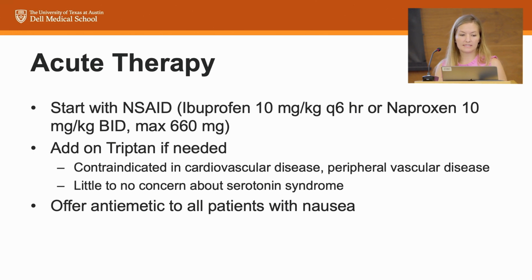Triptans, I'm going to show you a list of them. They're contraindicated in patients with cardiovascular disease, peripheral vascular disease. I feel very blessed as a pediatrician because most of our patients don't have these comorbid conditions. To note, there is very little, if any, concern about serotonin syndrome using a triptan and SSRIs or other mood stabilizers. The reason being is that triptans act on different serotonin receptors that are not involved in serotonin syndrome. So when they've actually looked back at all of this, it's almost impossible to get serotonin syndrome from triptans and other mood stabilizers. So you should feel comfortable using them in those patients.